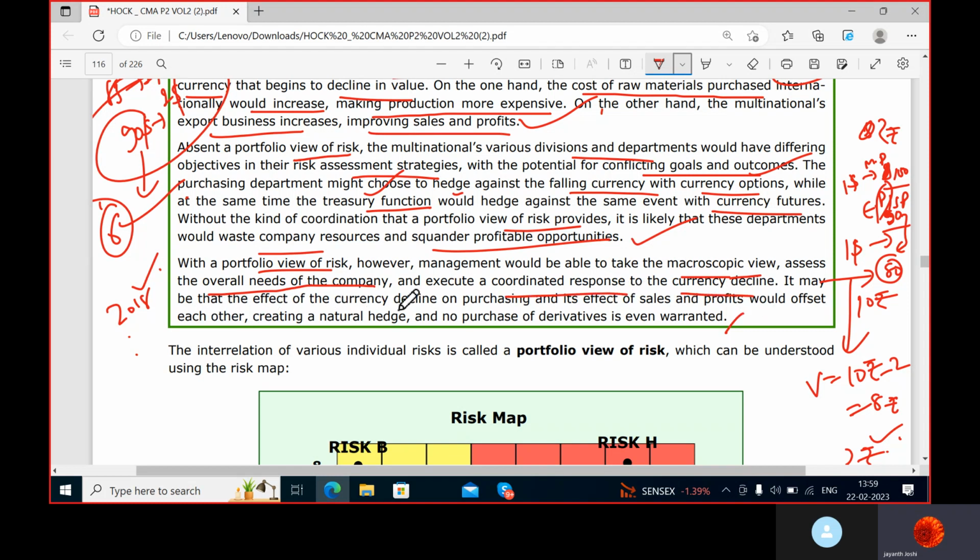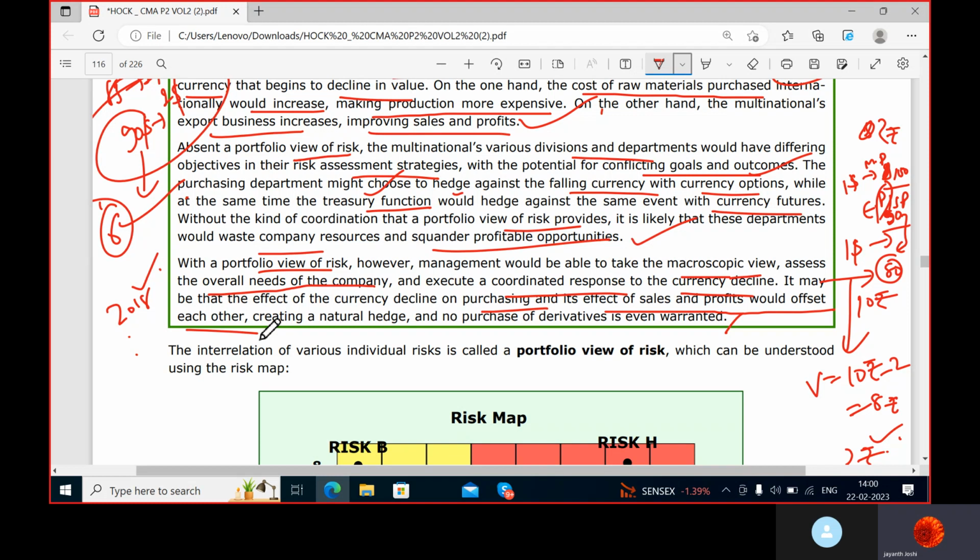It may be that the effect of currency decline on purchasing and its effect on sales and profits would offset each other. So what they're saying, with a portfolio view of risk, that means not putting your resource into only one particular option. If the management would be able to take a macroscopic view, that means the overall view, a holistic approach, assess the overall needs of the company and execute a coordinated response, that means with good discussion, treasury and purchase not having different opinions, having a good discussion and debate, having a common opinion for this currency decline risk, then it may be that the effect of currency decline on purchasing and its effect on sales and profits would offset each other.